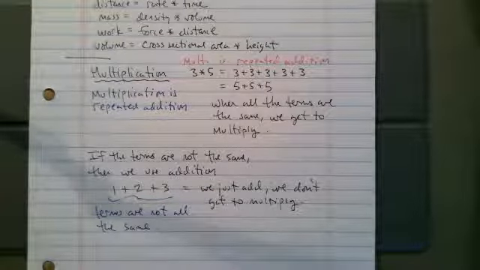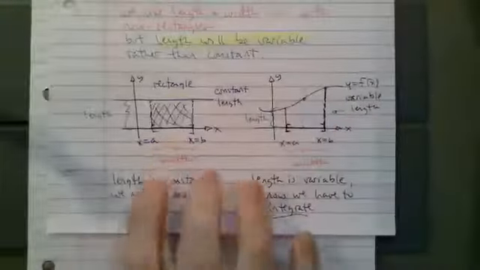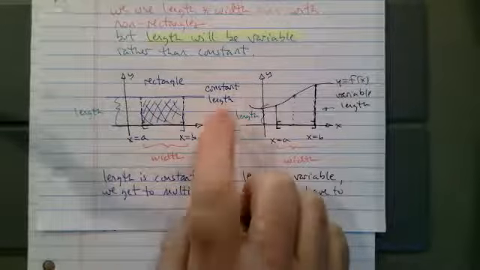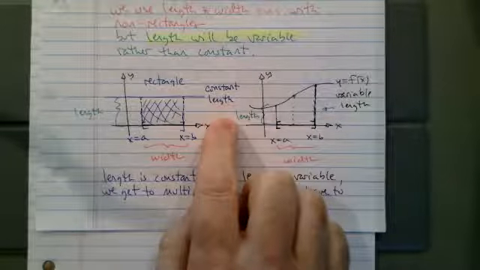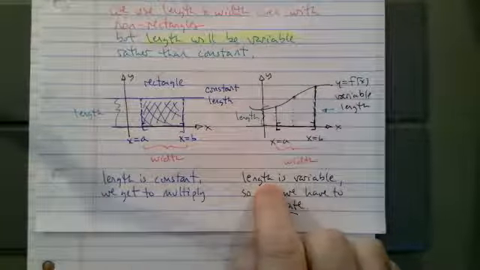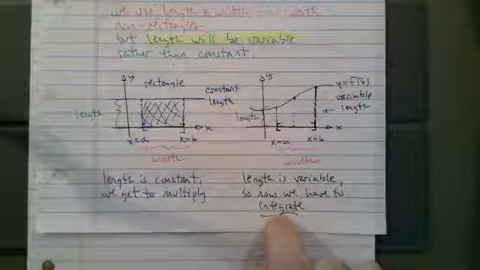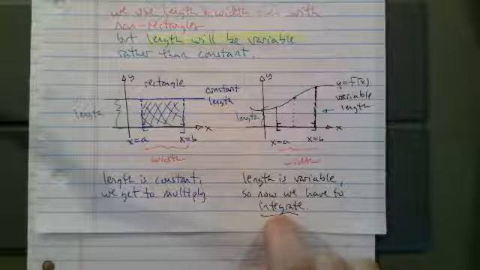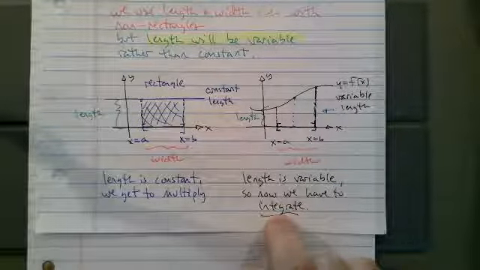This is the same situation we found ourselves when we were calculating area. If the length is constant, then we get to multiply to find the area. But if the length is variable, we have to do something else. That something else is going to be integrate. We integrate the length over the width.